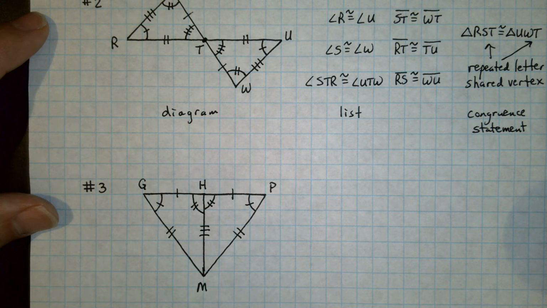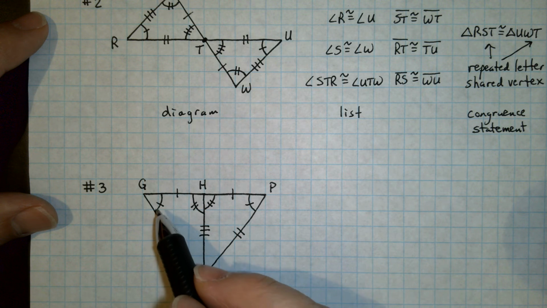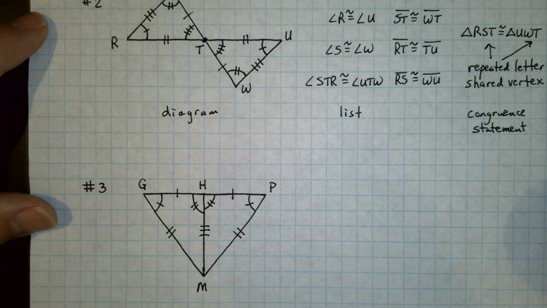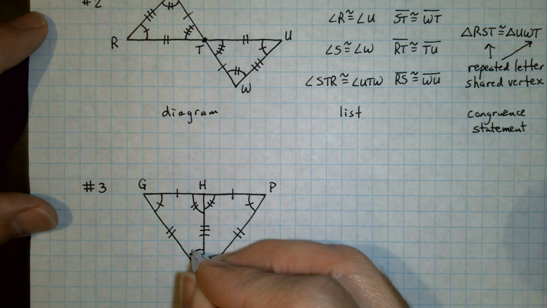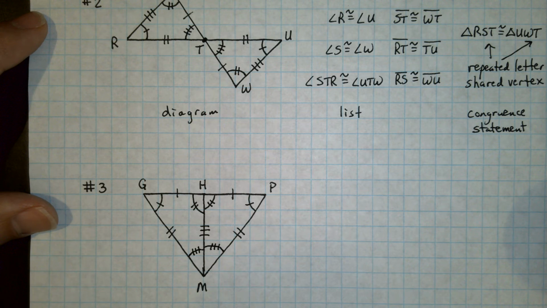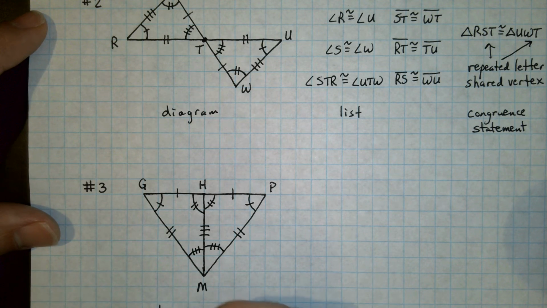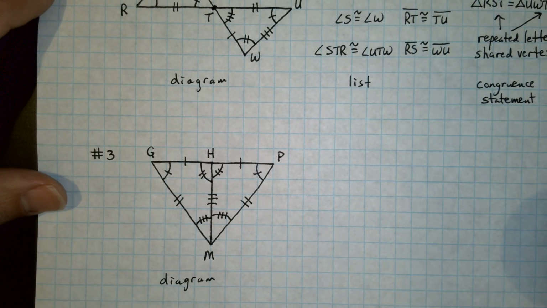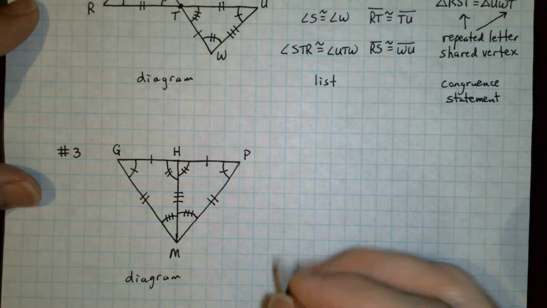There's also a theorem that I didn't mention at the beginning called the third angles theorem. Because we know the total of all the angles in a triangle has to be 180 degrees, if I know 2 of the angles, like I do here, 2 of the angles correspond, then I know the third angle would have to correspond as well. So I'm going to go ahead and mark that. Now everything's marked. The diagram is complete. Let's go ahead and create the list.